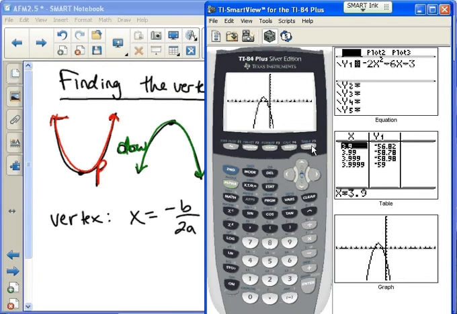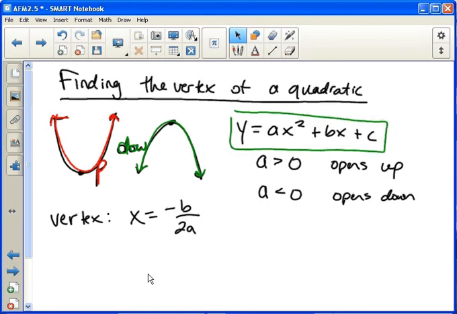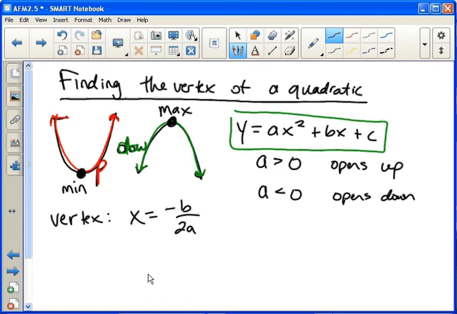Now, the vertex is this point I've marked right here. When you're opened up, that's the minimum, and when you're opened down, that's the maximum. So the vertex corresponds to either the maximum or the minimum of the quadratic, depending on whether you're opened up or down. You can get the x value of the vertex by doing negative b over 2a.